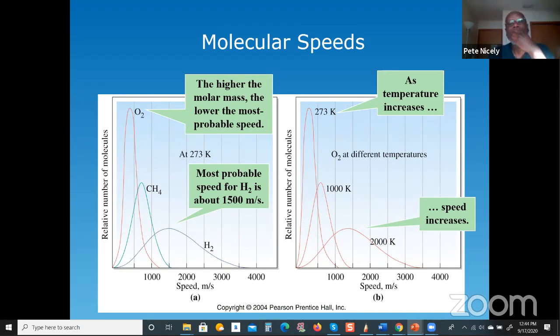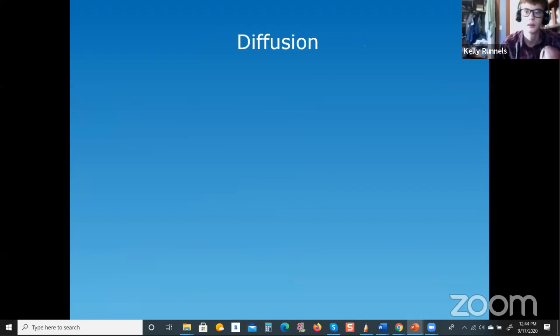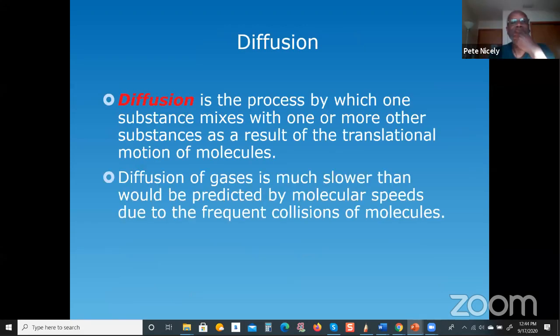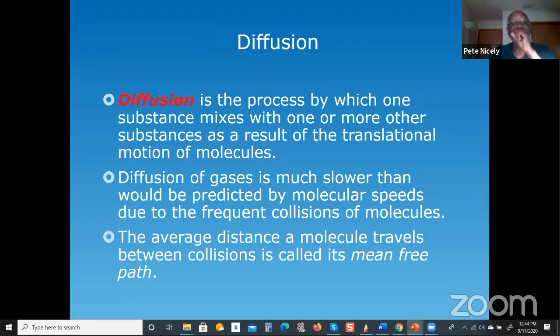All right. Okay. So now we're going to get into a discussion of two terms, diffusion and effusion. Now we won't be spending much time on diffusion. In fact, I think there's only one slide here which deals with this. So what is diffusion? This is a process by which one substance mixes with one or more other substances as a result of the translational motion of molecules. Basically, diffusion is how one substance spreads within another substance or more than one substance, all right?